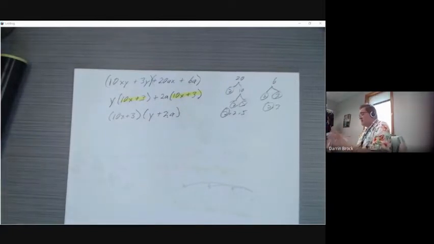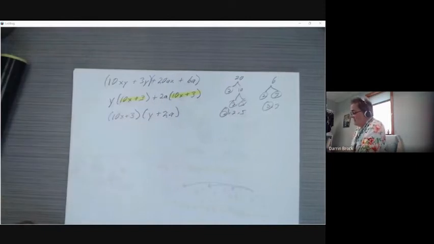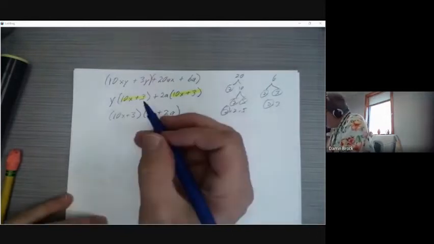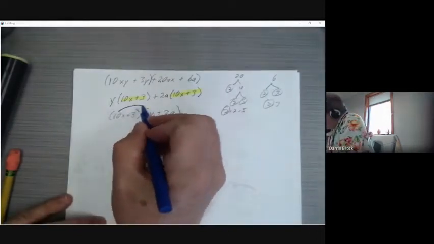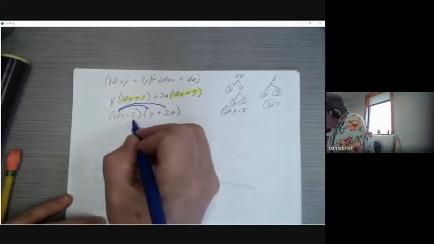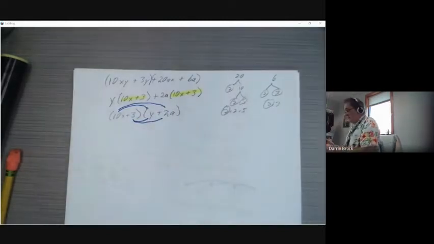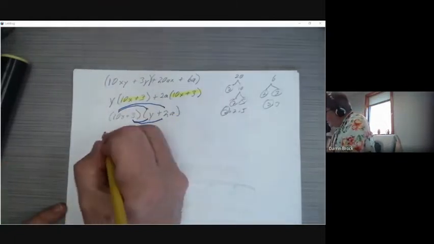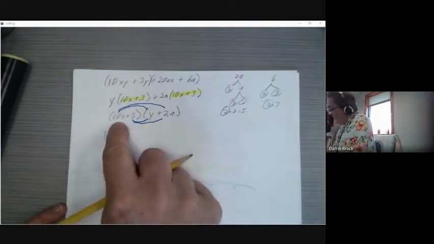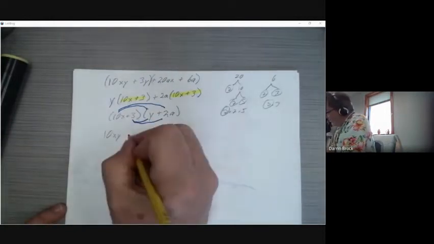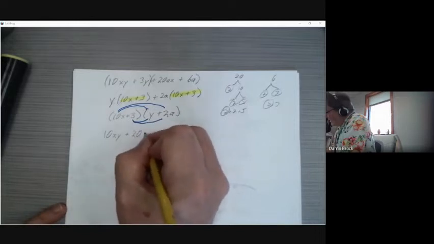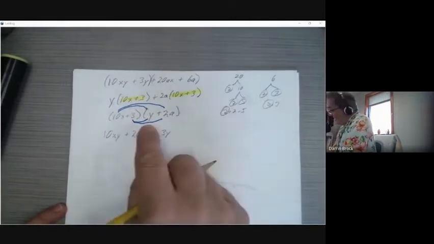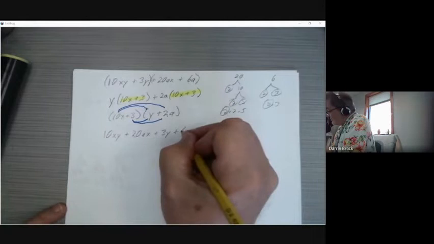Factoring by grouping takes a little practice. You start getting better at it. Again, step 3, we still need to figure out if it's correct. So we've got to go back and multiply them back together. To do that, the first term gets multiplied by both numbers, and then the second term gets multiplied by both numbers, both terms in this binomial. So 10x times y is 10xy. 10x times 2a would be plus 20ax. 3 times y is plus 3y, and 3 times 2a would be 6a.